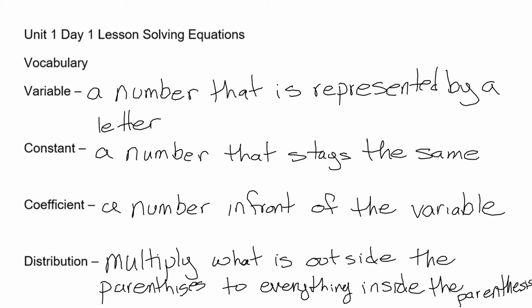And sorry if my spelling is off. I'm not a perfect speller. So again, distribution is where you multiply what's outside the parentheses. Typically in this class it's just going to be a number with potentially a positive or a negative sign, and you multiply it into everything that's inside of the parentheses, making sure that you're paying attention to the signs.